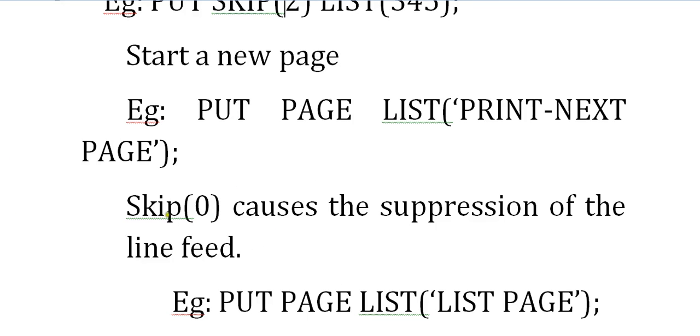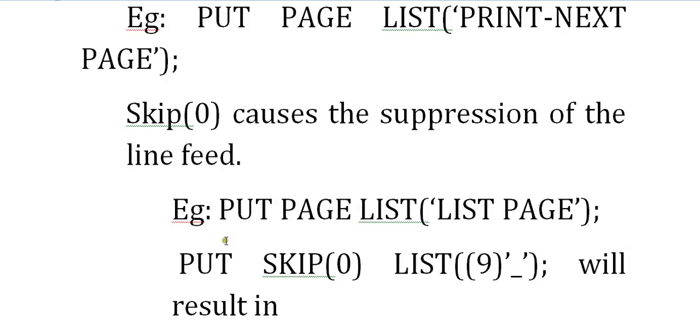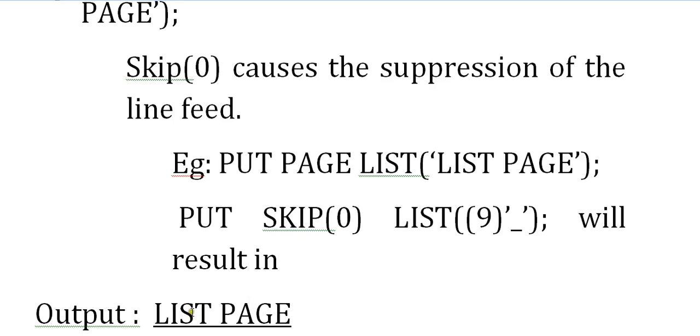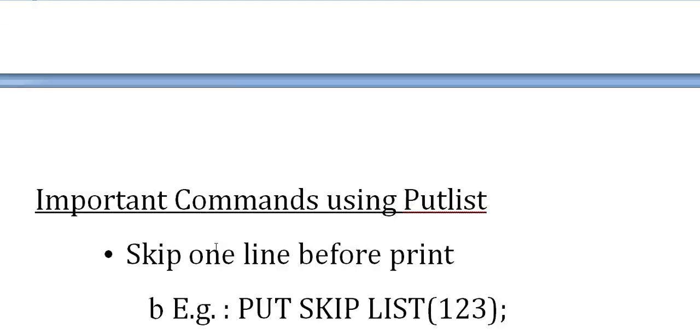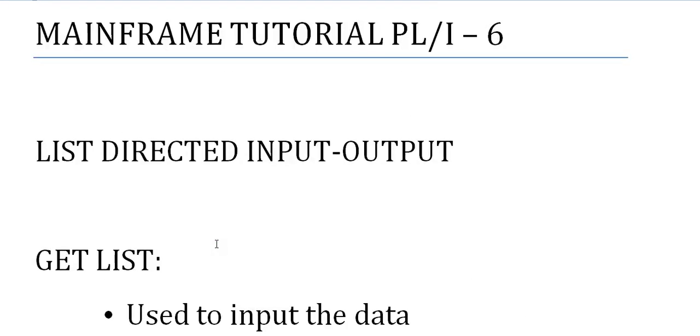SKIP (0) causes the output to overprint the current line. In the same way, if you want to have underscore placed on the data, you can use PUT PAGE LIST. PUT SKIP (0) LIST (9). You have to know how many bytes it is, so then PUT underscore. These are the important commands which we need to make a note of while using PUT LIST. So this is about list directed input and output statements.